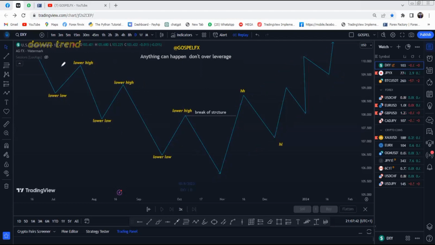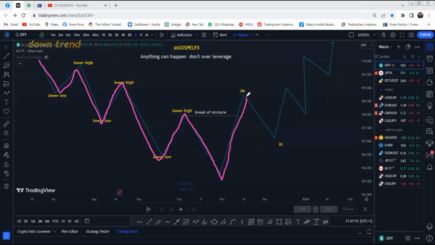Remember I said if the market is in a downtrend, it is breaking lower lows and forming lower highs. And now, if you see the market break a lower high and create a higher low, that's a signal that we are in an uptrend and the market will start to break higher highs and continue going up.